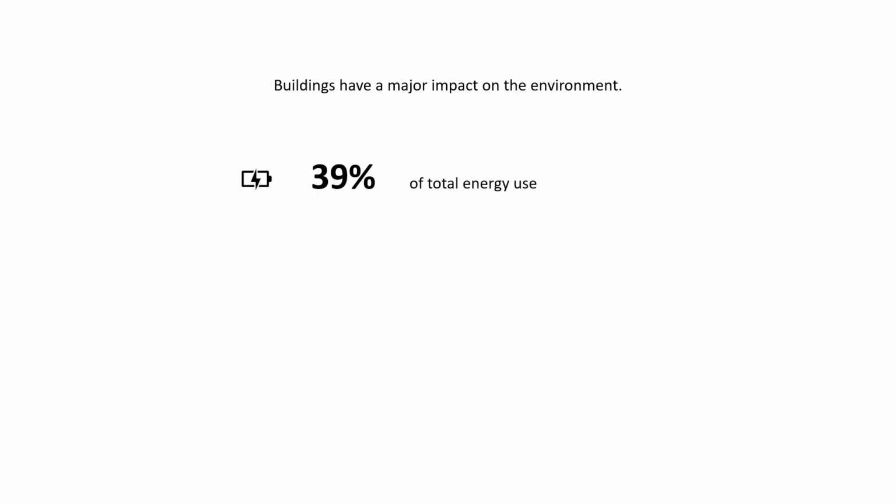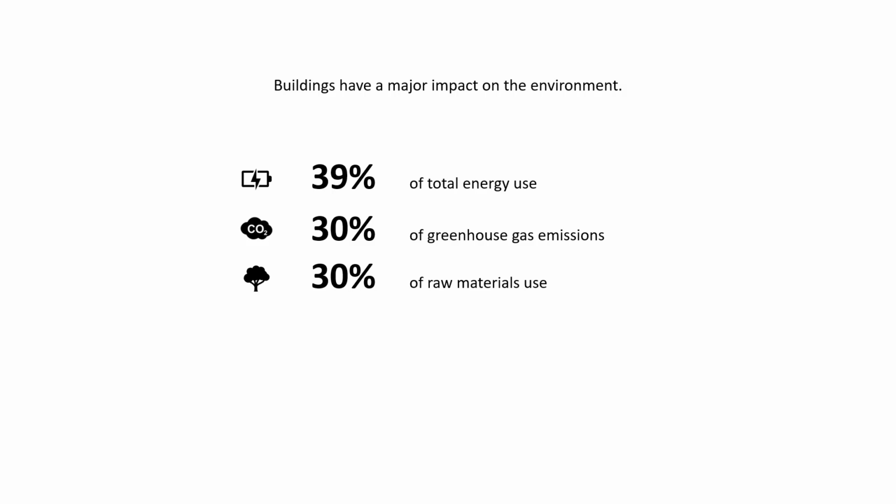For example, 39% of the total energy that we use in the world is related to buildings, either through constructing new buildings or through using the buildings. 30% of the greenhouse gases that we emit are because of buildings, again, either through construction or using the buildings.